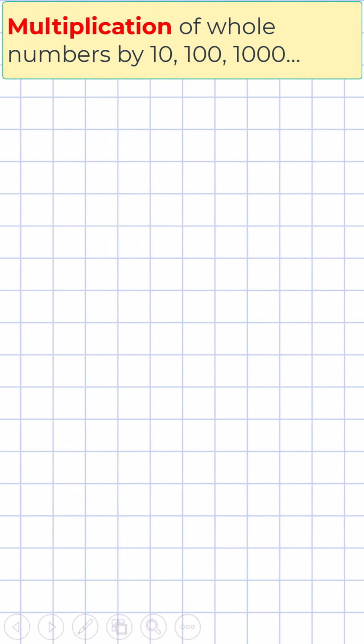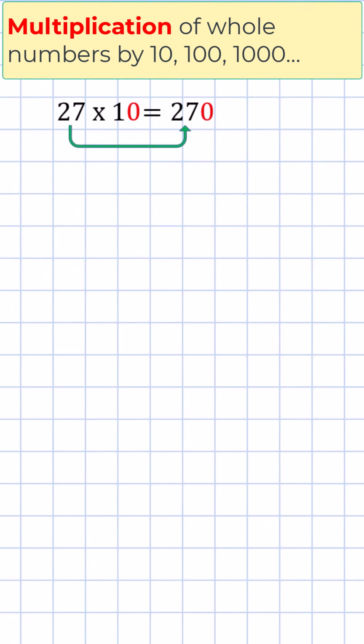Welcome. Let's see how to multiply whole numbers by 10, 100, 1000, etc. Let's start with an example. We want to multiply 27 by 10. Notice that the second factor 10 has 1 zero. As a result, we get 270, which comes from the first factor, 27, plus the 0 from the second factor, 10.